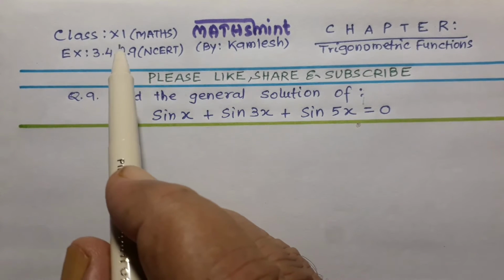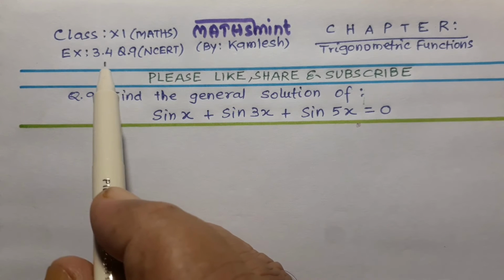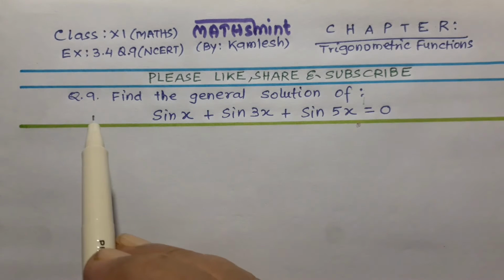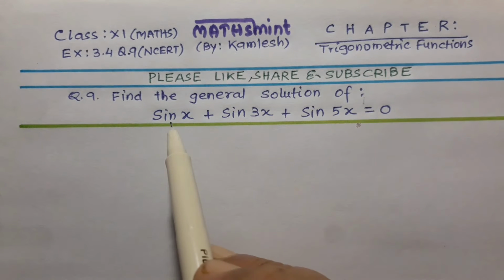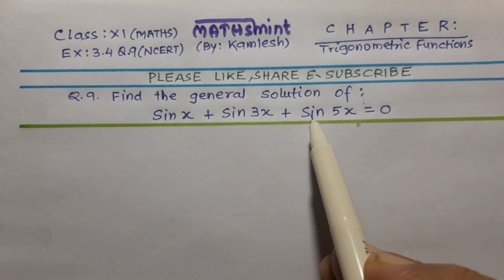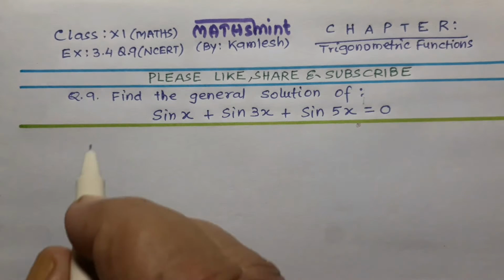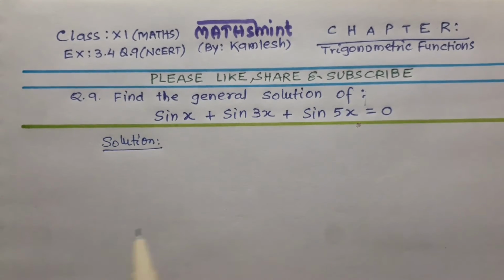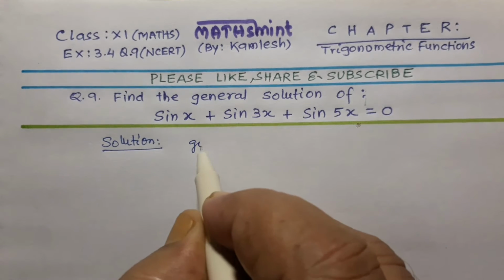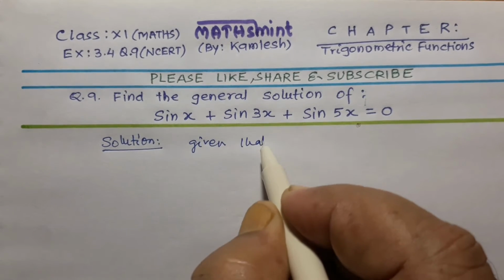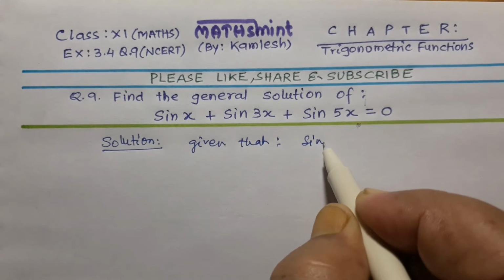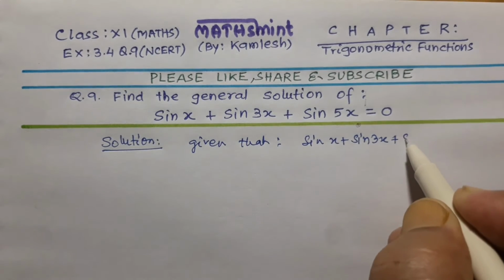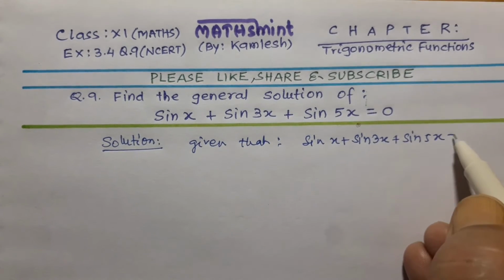It is a question for class 11 maths exercise 3.4, question number 9 from NCERT book. Chapter is trigonometric functions. Question 9 is: find the general solution of sine x plus sine 3x plus sine 5x equal to 0. Solution: given that sine x plus sine 3x plus sine 5x equal to 0.